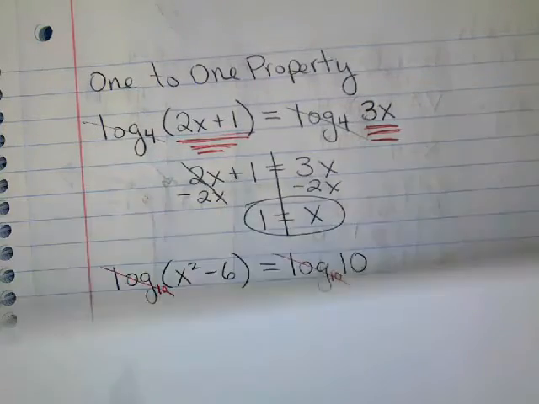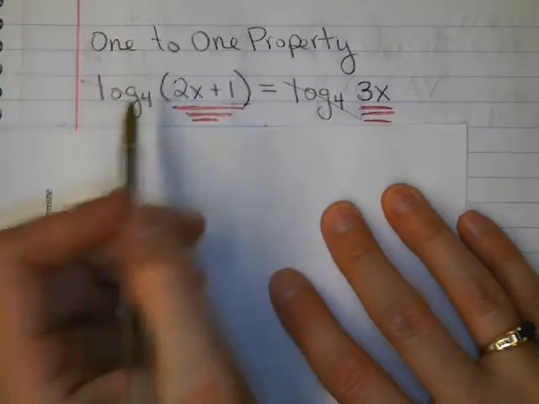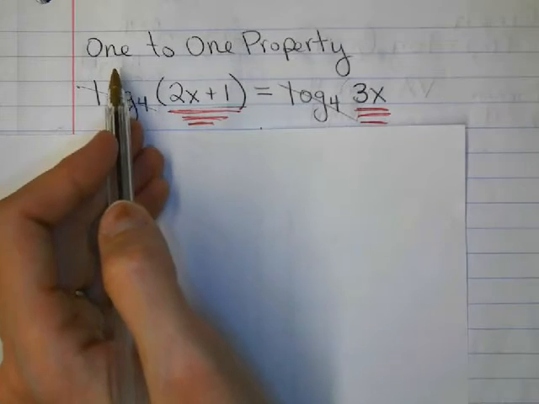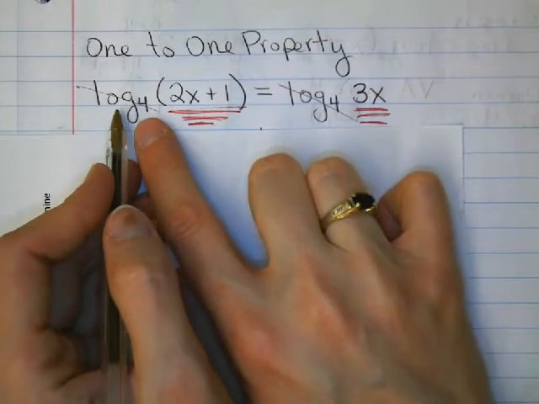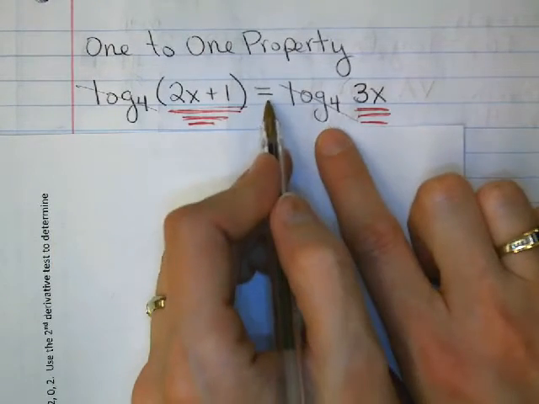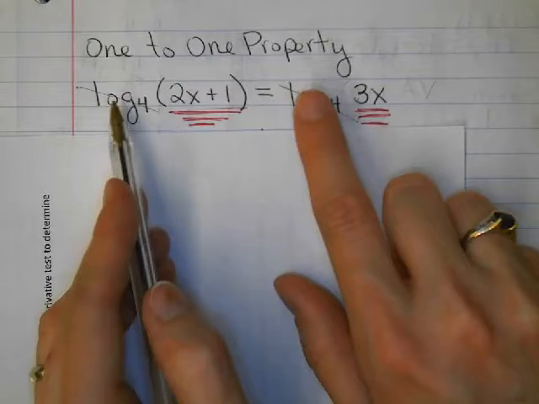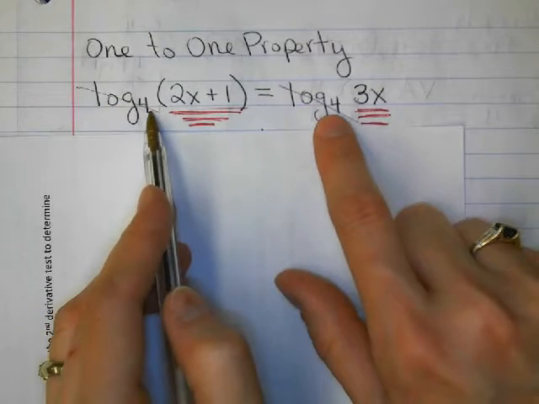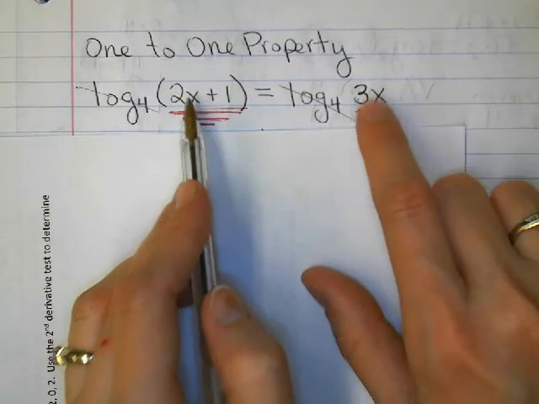Then we're getting to the end here. I just wanted to record a few things because, for people who are absent, they can watch the video. There's a one-to-one property where if you have logarithm base 4 of something on one side of the problem and logarithm base 4 of something else on the other side, with the same base, then you can just set these arguments equal.